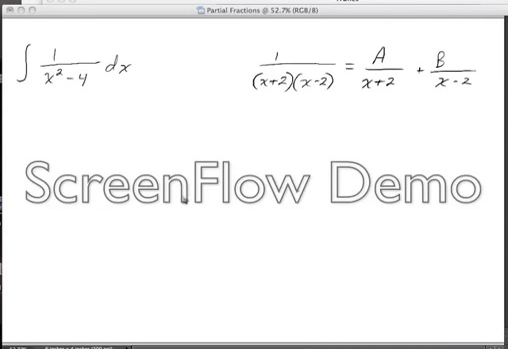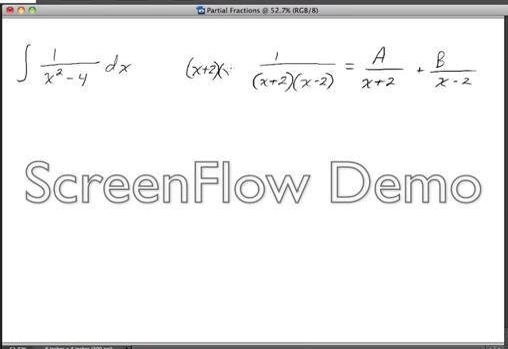Okay, today we're going to talk about integrals which involve partial fractions. Usually they'll happen when the denominator is a polynomial which can be factored, such as x squared minus 4 factors into x plus 2 times x minus 2. I usually multiply both sides by x plus 2 times x minus 2.